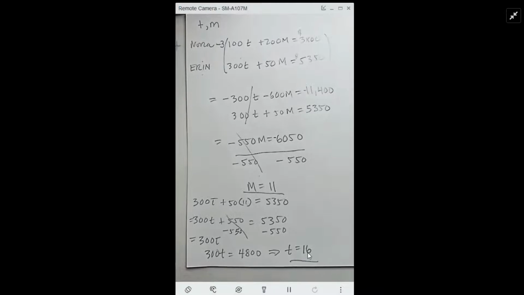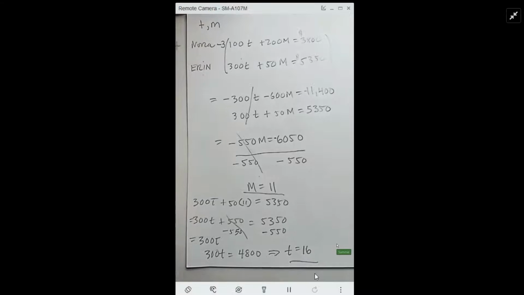So how much is each stock? $16 for the technology stock, $11 for the mutual fund. We can back check it by just plugging these into both equations. They have to work for both equations.